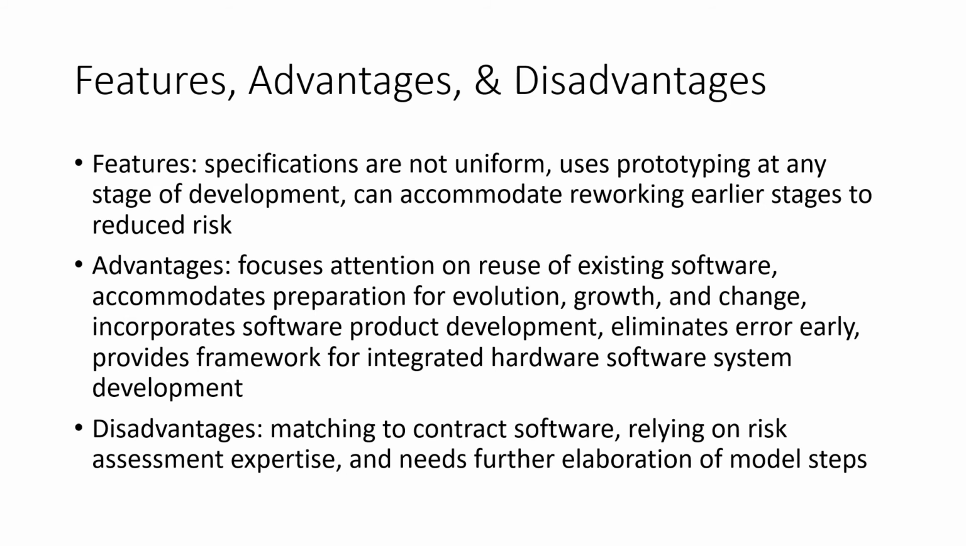So getting into some features, advantages, and disadvantages of the spiral model. The features include development specifications that aren't formal, which can help with avoiding unnecessary risk elements. The next feature is incorporating prototypes as risk reduction instead of just unnecessary documentation. And then the last feature is accommodating the ability to rework and go back to earlier stages to eliminate risk even further.